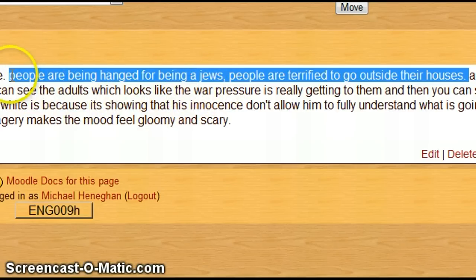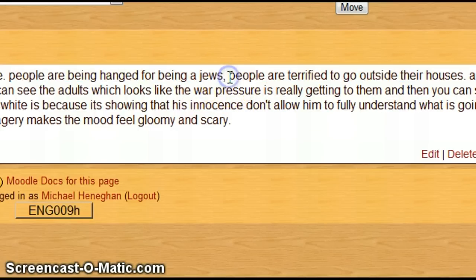We have two complete thoughts. People are being hanged for being a Jew. We've got people are terrified to go outside their houses. Two complete thoughts, and we've got just a comma. The way to fix that is right here. We need to put and. So it would read, people are being hanged for being a Jew, and people are terrified to go outside their houses. Another way we could fix that is we could change that comma into a semicolon. Another way we could fix that is by making that a period and capitalizing the P in people.